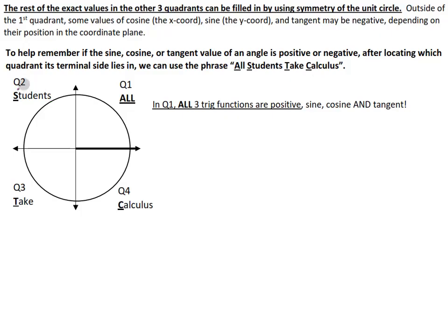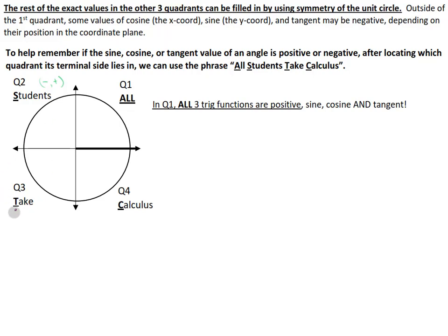In quadrant 2, the y coordinate is positive, right? Our x's are negative and the y is positive. So sine, the y coordinate, is positive, but cosine is negative. And when you do tangent, which is sine divided by cosine, a positive divided by a negative is negative. And so what this tells us, the only one of those three that's positive in quadrant 2 is sine. So the S in students helps us remember sine is the only positive one in quadrant 2. Therefore, the other two are negative.